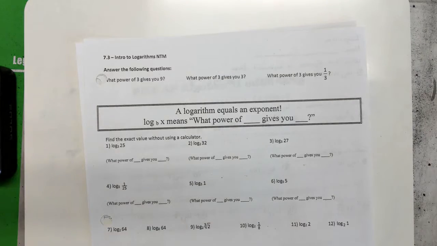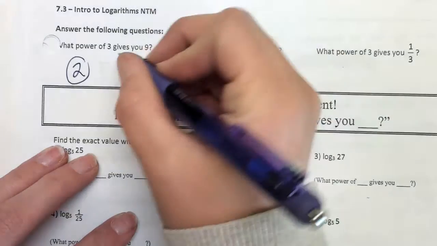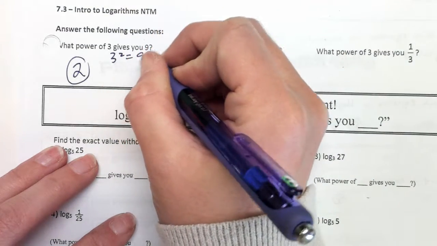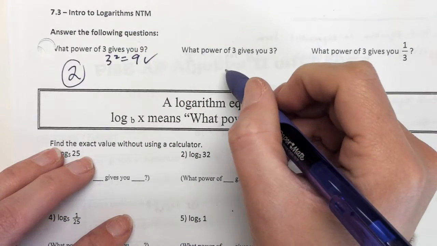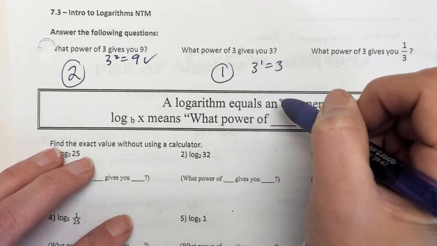9, that would be what? Correct. And you can check it by doing 3 squared equals 9. Checks out. What about the next one? 1, very good, because 3 to the first gives you 3.